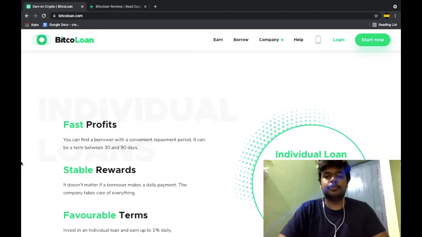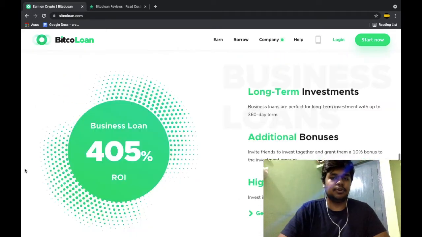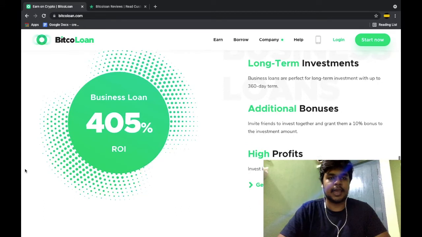If you keep on scrolling below, you are going to find a ton of other stuff such as individual loans and business loans which guarantee returns up to 405% per annum. So 4 times your initial invested capital in a year with zero risk.